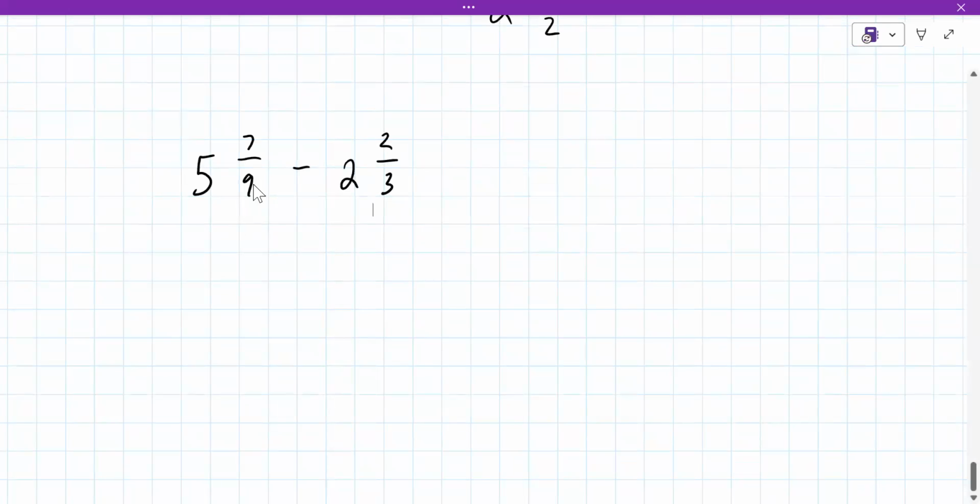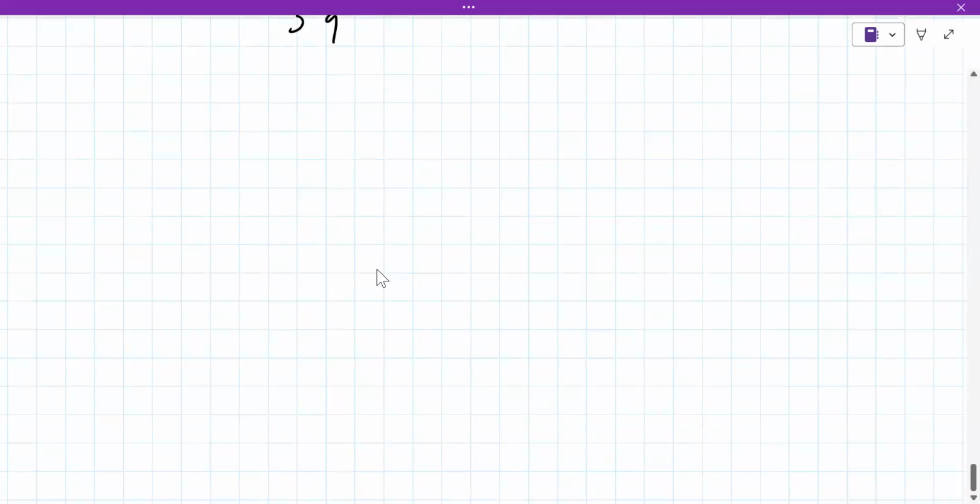Recall you only have to break it apart if this part is less than this part, like if 7/9 is less than 2/3. So you have to decide if that actually is the case. 2 times 3, and it's not. The 7/9 is larger than 6/9. So you don't need to borrow, basically. So that would be 3 1/9. Yes, perfect. Very good.